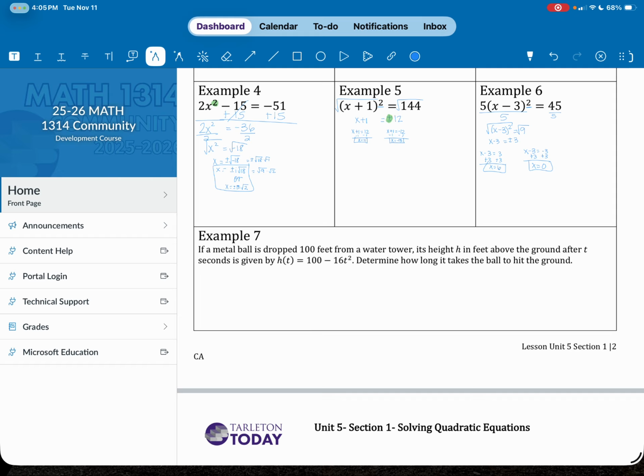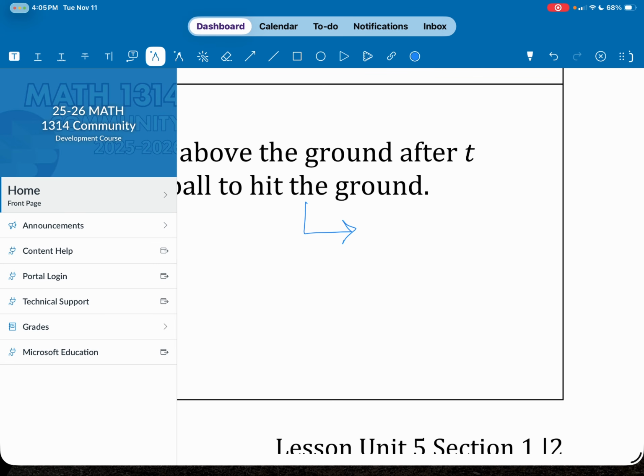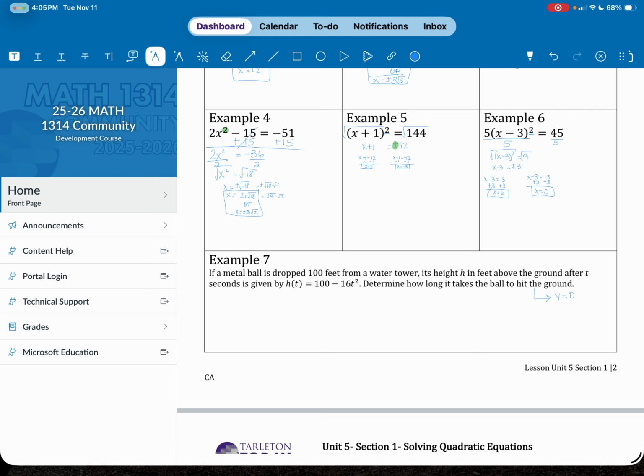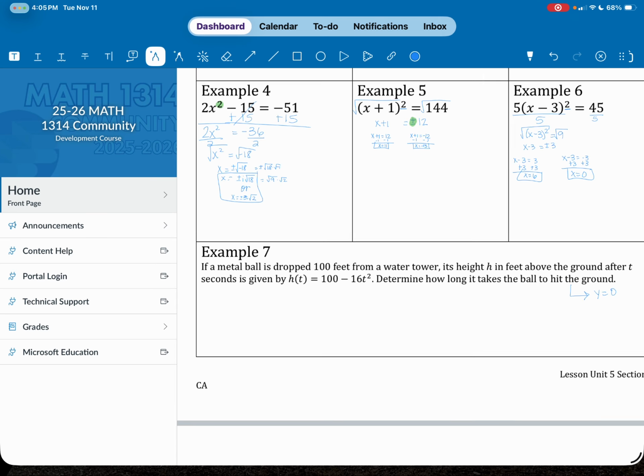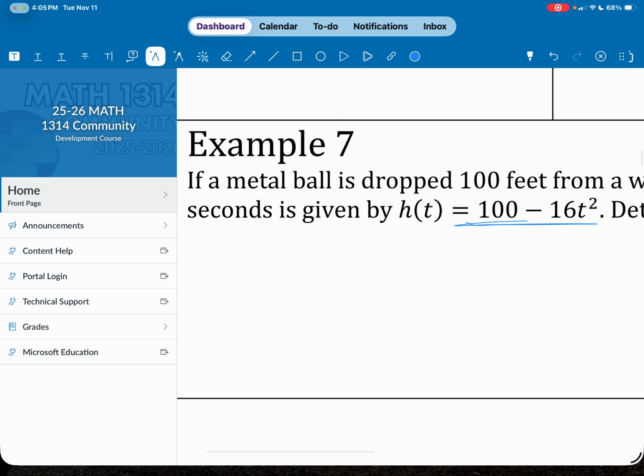So think about this. As it hits the ground, what is the height? 0, right? The ground is 0 feet. So y equals 0, or you could even say h of t equals 0. What we're going to do is in this equation, where h of t is, I'm going to plug in a 0. So I have 0 equals 100 minus 16t squared. And I'm just going to go ahead and solve this for t, which is what we were doing above, on those other questions.